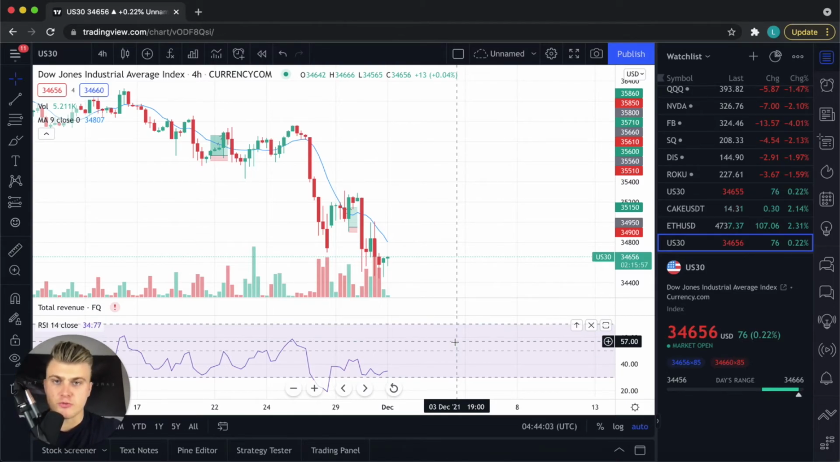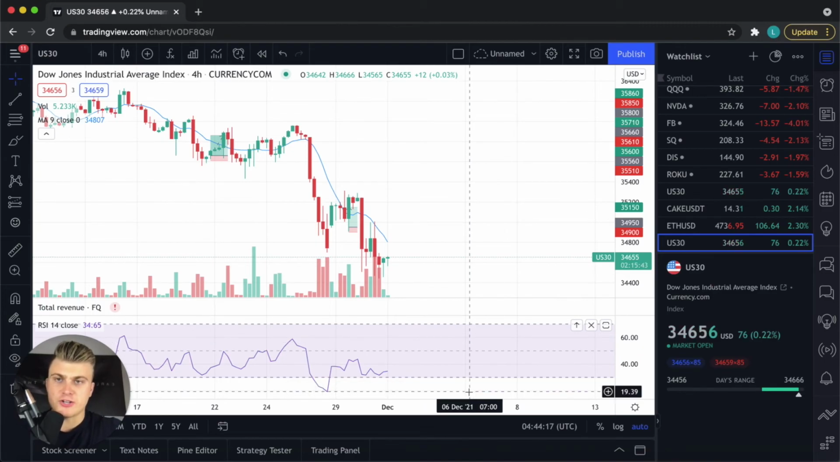But this is going to be a great tool to help you see if something is overbought or oversold, and this can be a confluence. I'm not saying that this is a be-all, end-all, but this can be one confluence of the multiple that you have when you're entering a trade.